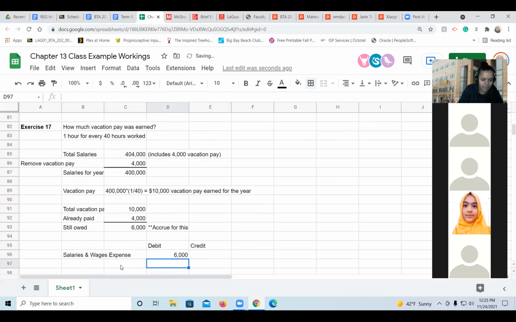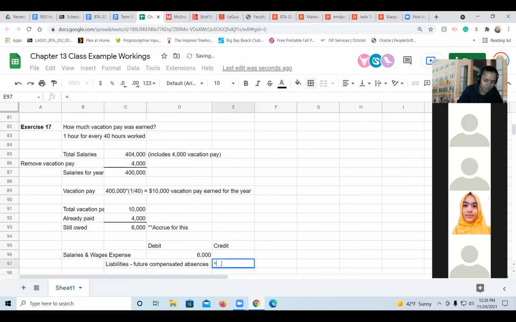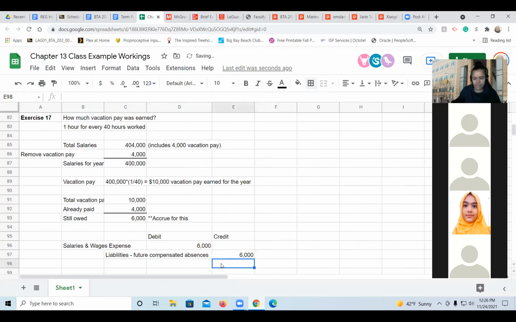6,000. And you can either say salaries and wages payable, or, remember I said, you can use the liabilities for future compensated absences. I'm just using that since this is from the book, and I think the book favors the liability for future compensated absences account. But if you put salaries and wages payable, companies can also choose to do that. So I'll let it simmer here for a minute and see if someone has questions for me.